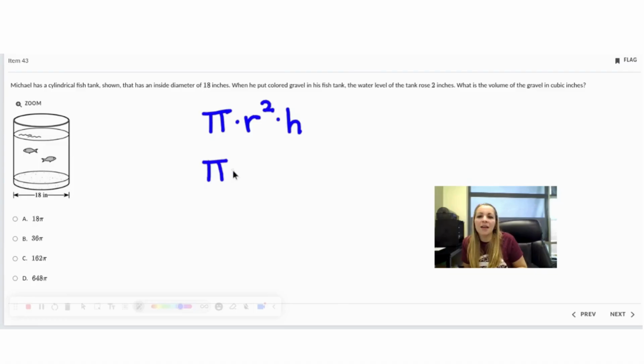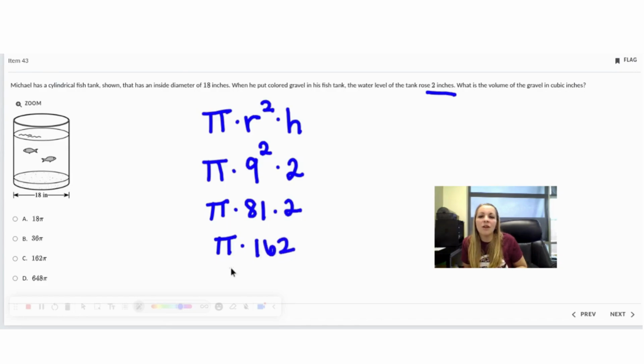We have pi times, my radius is half of 18, so that's going to be 9. I'm going to square it, and the height of the gravel was given. It's 2 inches. All I need to do now is simplify this. Pi times 9 squared is 81 times 2. So simplifying it even further, I have pi times these two numbers multiplied together is 162. I can flip around that multiplication to get answer choice C, 162 times pi.